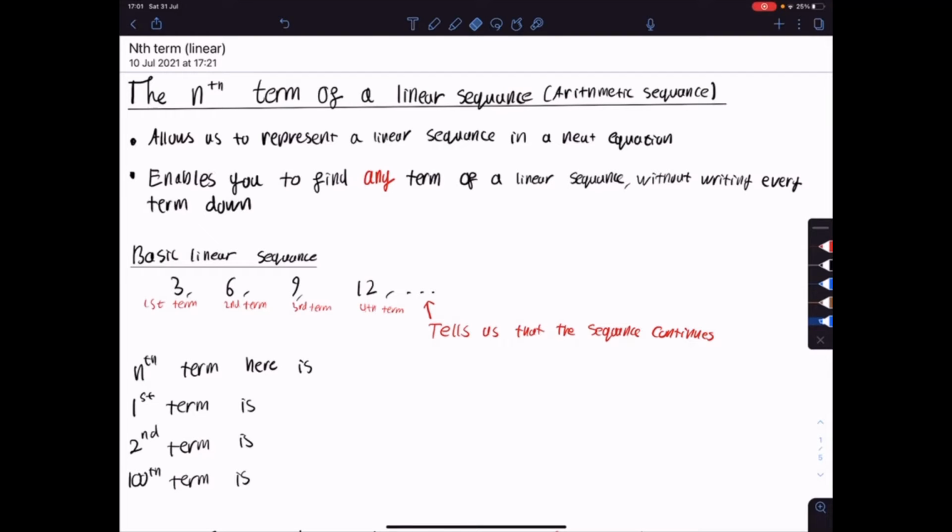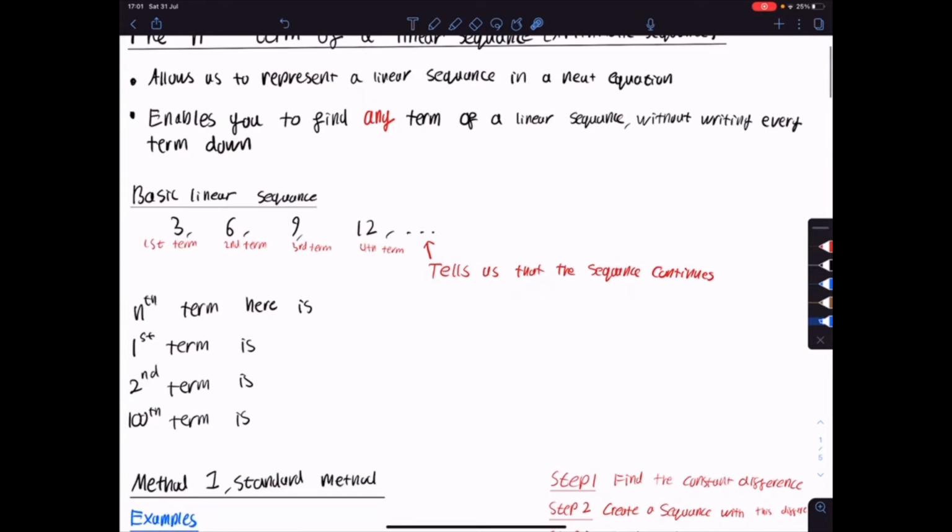Hello and welcome to this short lesson on the nth term of a linear sequence, also known as an arithmetic sequence. Okay, so just as a quick overview, the nth term allows us to represent a linear sequence in a nice neat equation, and it enables us to find any term of a linear sequence without having to write down every term.